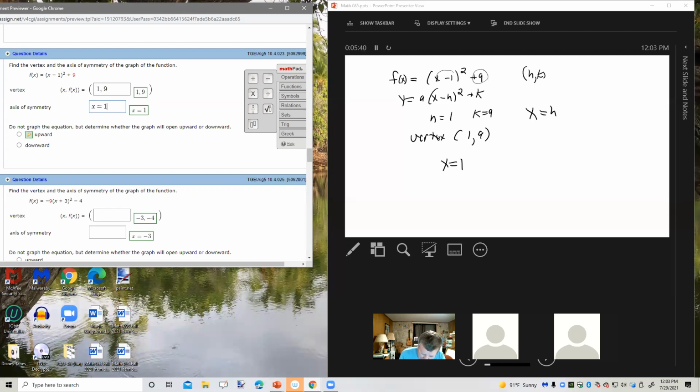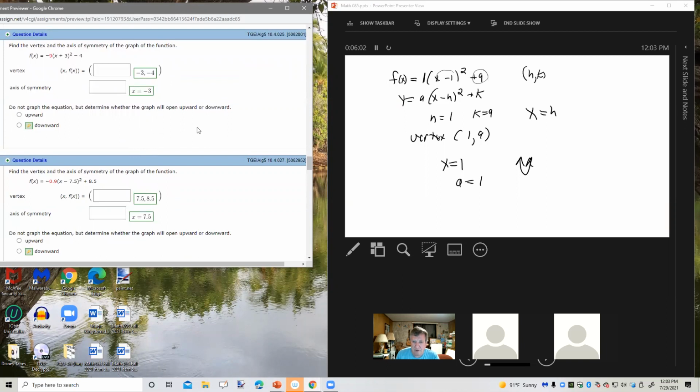All right, now, do not graph the equation, but determine whether the graph will open upwards or downwards. What is a equal to? Well, there's an implied 1 out in front, right? So that's greater than 0, so it's going to open up. So you'd click on that one. All right? You okay with that? Let's do another one of those.